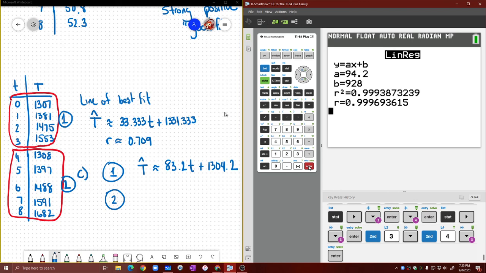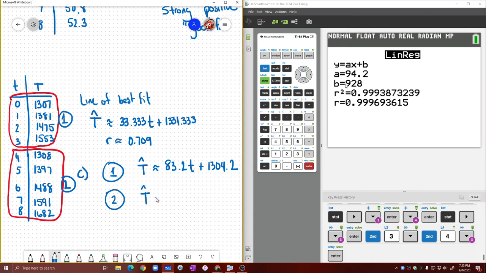And now we got a new equation. And look at that R value again. Woo! Looking pretty. It's almost 1. So that's why it looked like 2 separate linear equations. And that's because this model would be better. So this is 94.2 T plus 928.